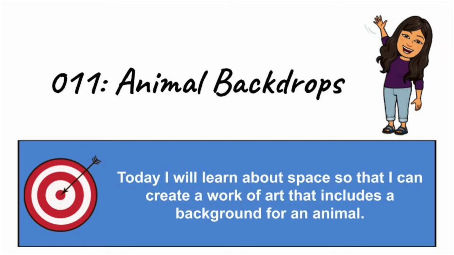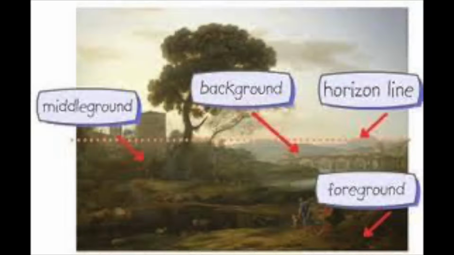Our learning target is: today I will learn about space so that I can create a work of art that includes a background for an animal. One of the elements of art is space, and we have talked about space in other lessons, but perhaps not in this same way. Our lesson for today has to do with creating a background for an animal.